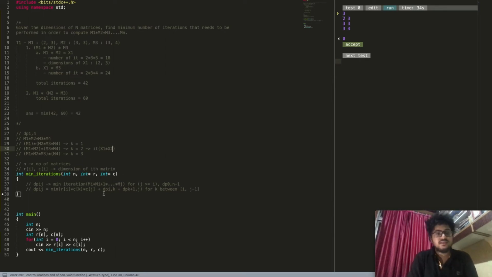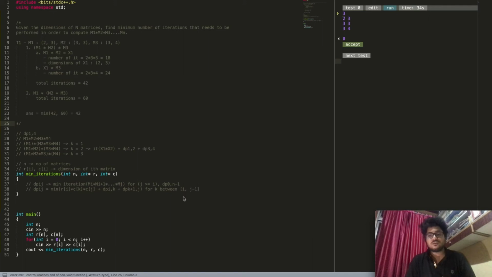All right, and for these terms, that is dp of I comma k and dp of k plus 1 comma j, we also need to add the number of iterations required to solve these brackets individually. The number of iterations to solve the first bracket internally will be equal to dp of 1 comma 2. The number of iterations required to solve the second bracket will be equal to dp of 3 comma 4 internally. So this is the logic behind this recurrence relation. Now if you want a thorough understanding behind this recurrence relation, you might want to watch my video on the matrix chain multiplication problem.